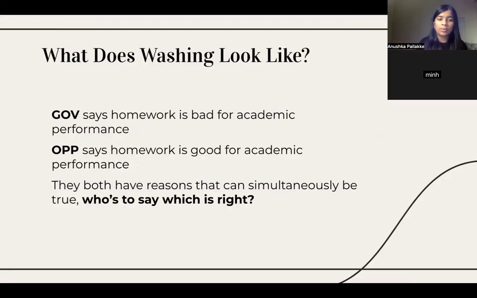And then both of them, throughout their cases, are going to have a lot of back and forth. They're going to say homework is bad for academic performance because some people don't do it properly. Homework is good for academic performance because it makes you accountable. And then all these additional factors will come in, right?